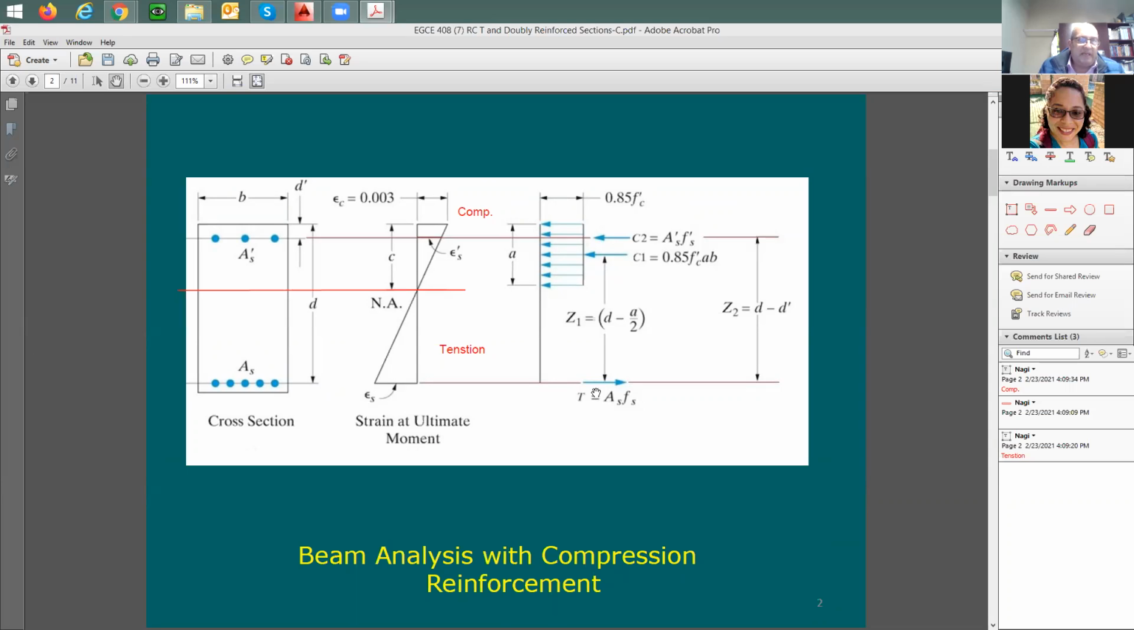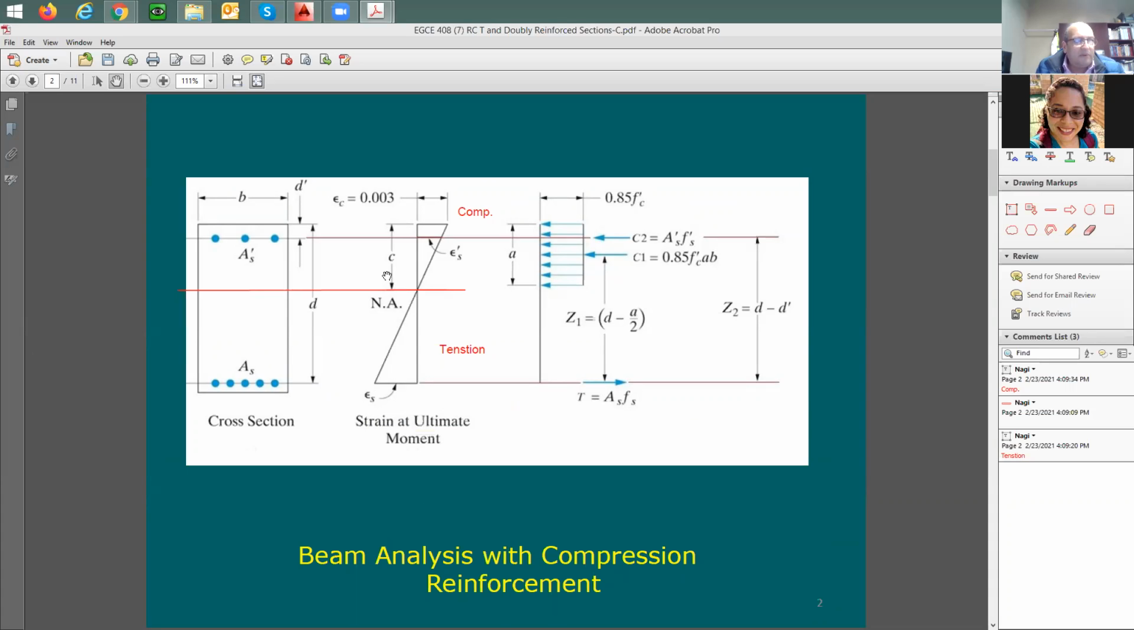But I'm not sure in this case if it's going to be yielding or not. So I'm just going to say it. Let me put it here in generic format. I'm going to call it times Fs. So instead of calling this epsilon Y or more than epsilon Y, and this Fs to be equal to F yield, I'm just going to call it for now Fs, and this is going to be epsilon S.